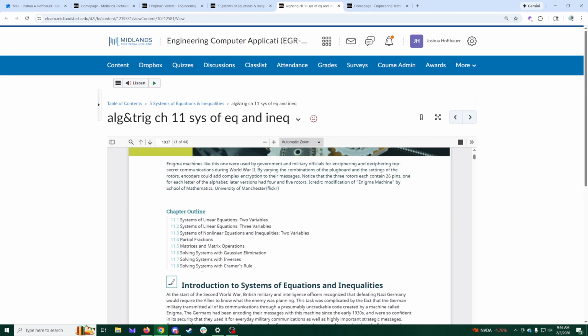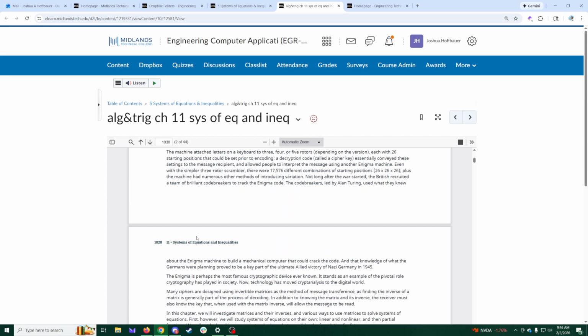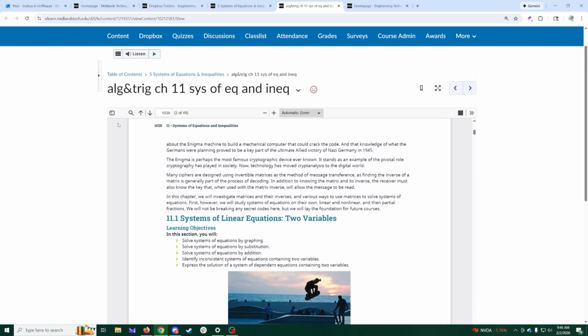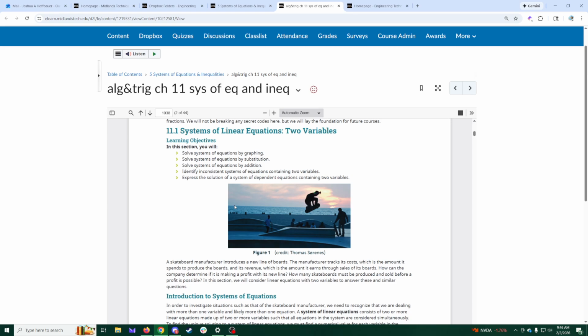The document begins on page 1027. I'll be skipping around and just mentioning what page I'm on as I'm going, in case you want to follow and read along on your own. And I'm going to begin looking at the next page, 1028. Systems of linear equations. The main keyword there is systems, because we've worked with linear equations before.